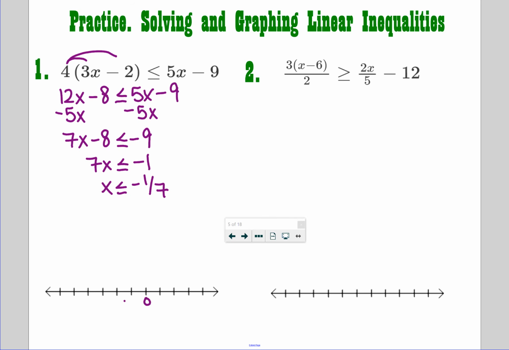So 0, negative 1, negative 2. Negative 1/7 would be very close to 0. I would use a bracket because it's equal to, and shade everything below that on the number line. So the solution in interval notation is negative infinity to negative 1/7 with a bracket.